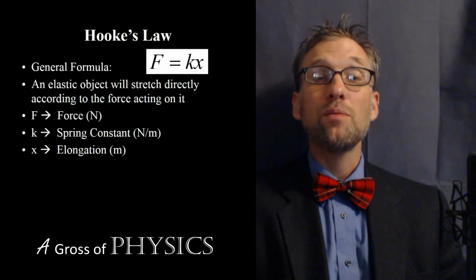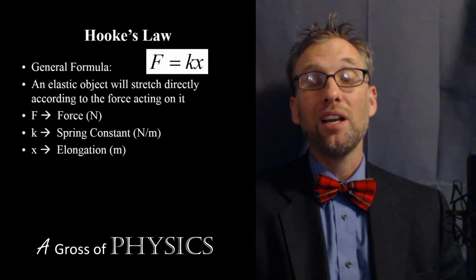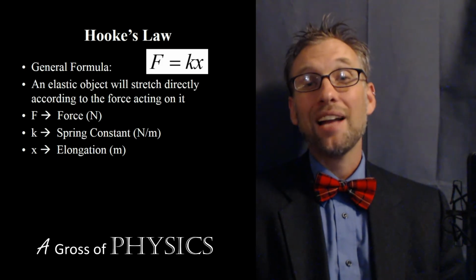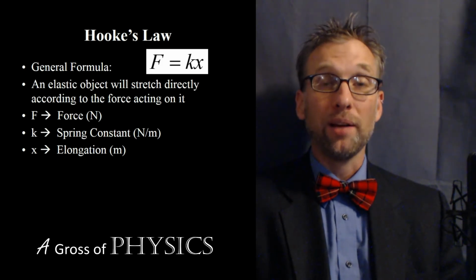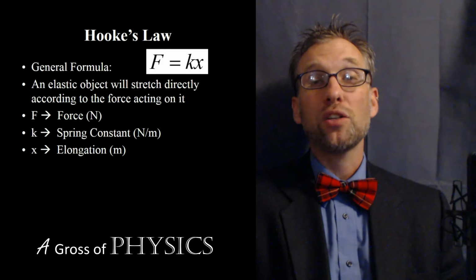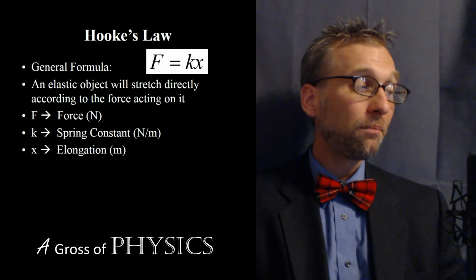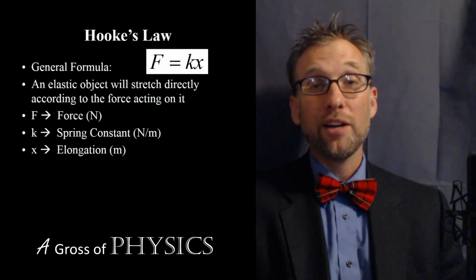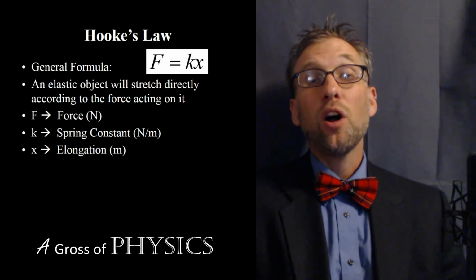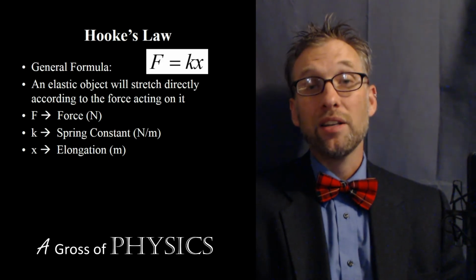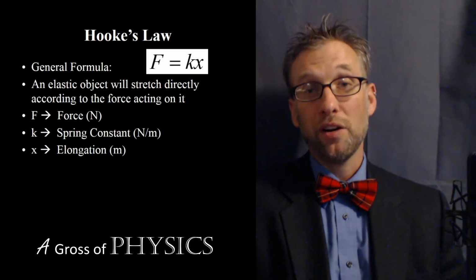Now, elongation is measured from the bottom of the spring to the bottom of the spring when the spring is stretched. It does not include the entire length of the spring. So it's how much it stretches from its rest position, not the total length of the spring. Basically, the force is going to be measured in newtons, the elongation is going to be measured in meters, and therefore the spring constant is going to be measured in newtons per meter.